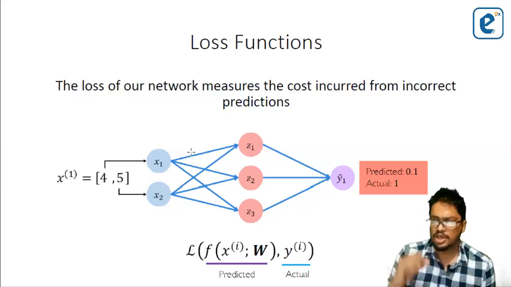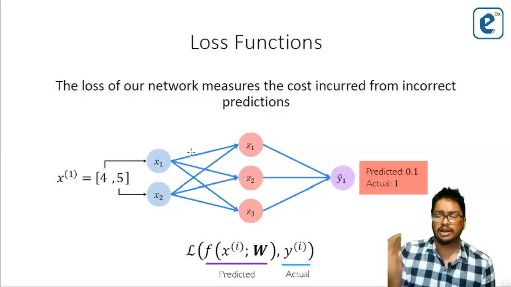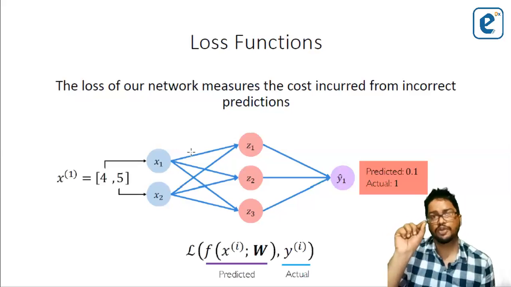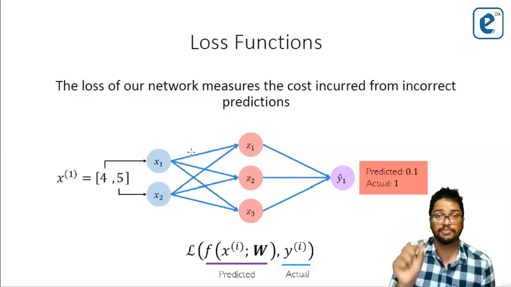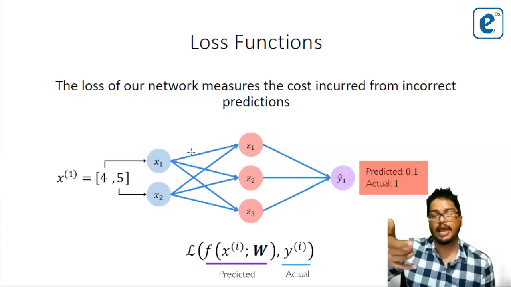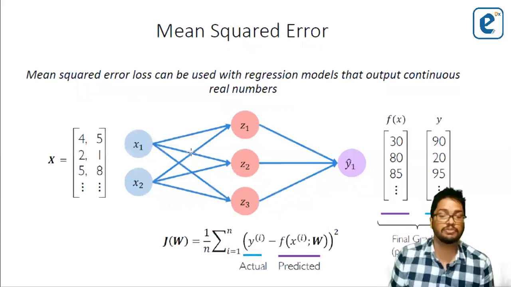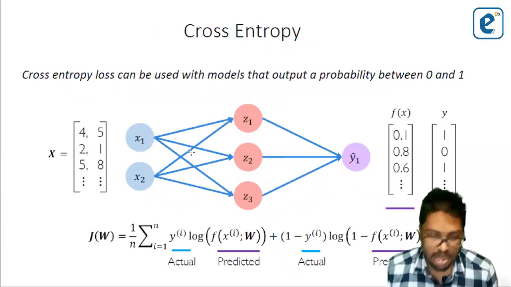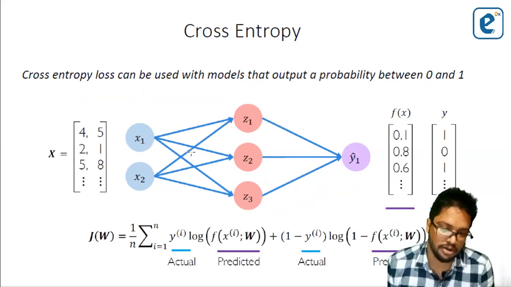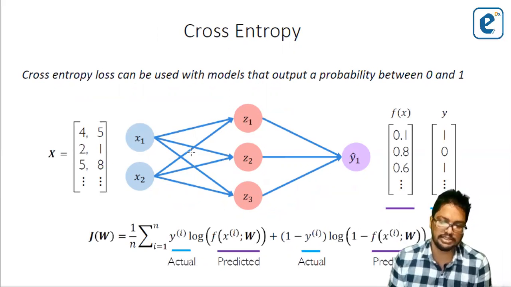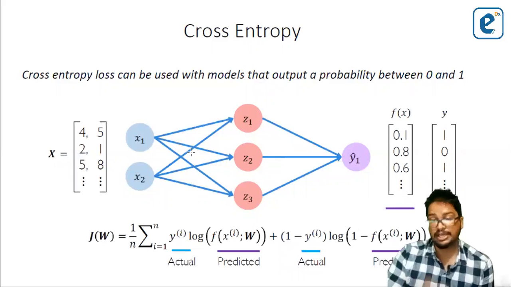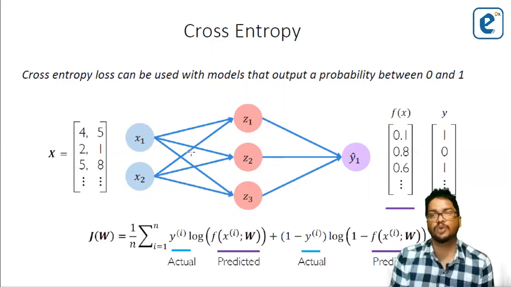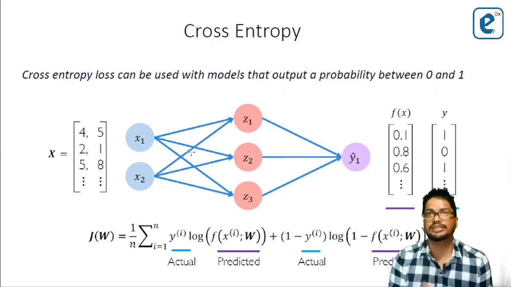So two main things regarding the loss functions. If this is a regression problem, you have to use the mean squared error, and for classification problems, you have to use cross entropy loss. These are the fundamental loss functions: mean squared error and cross entropy, for regression and classification respectively.